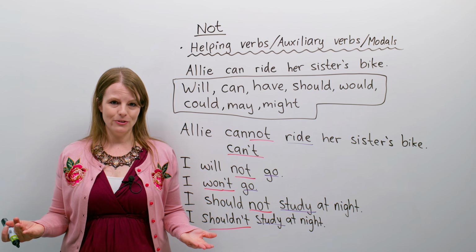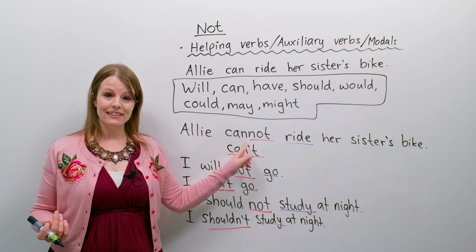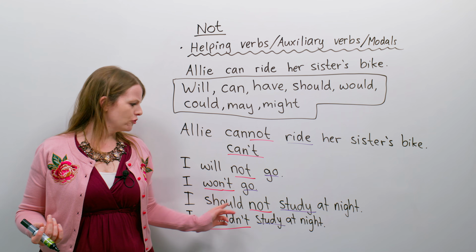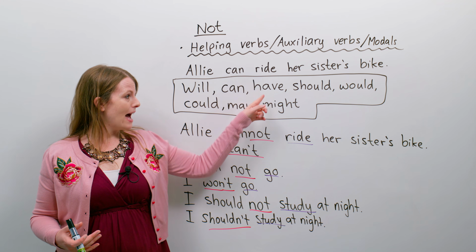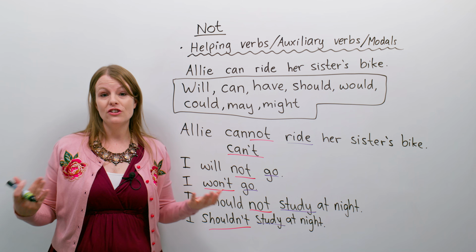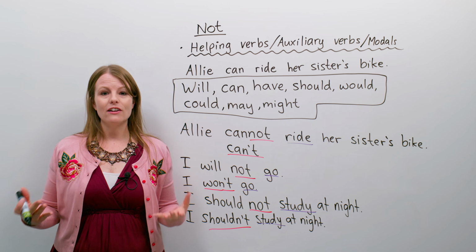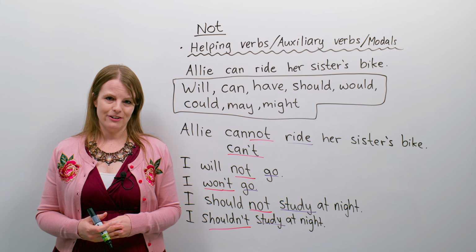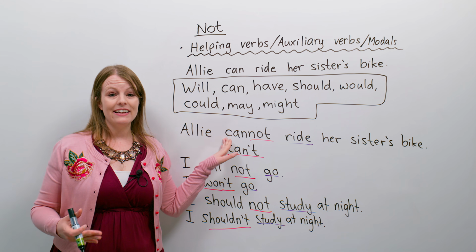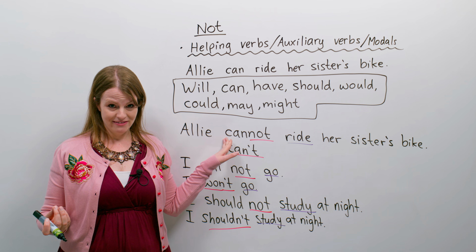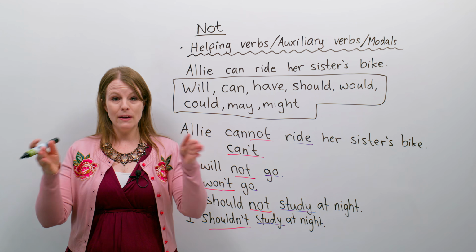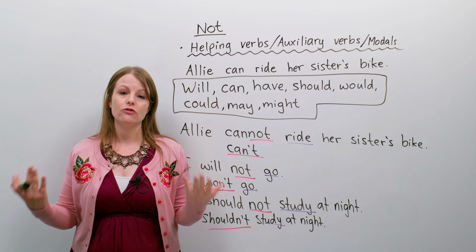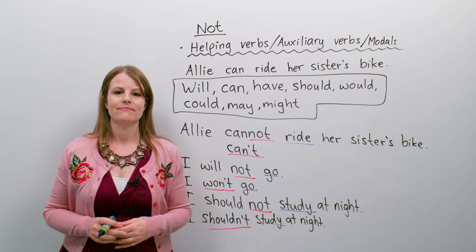You might notice cannot is one word, but will not, should not, have not, could not are two words, separate. Why is there a difference? Cannot is a special exception. Cannot is always one word. The rest of these with not are two words with a space.